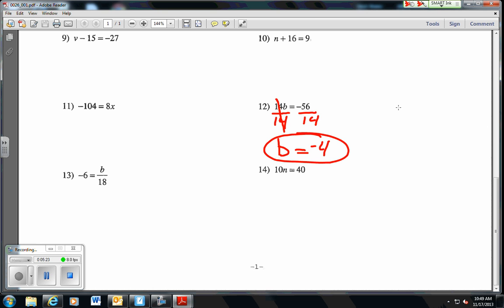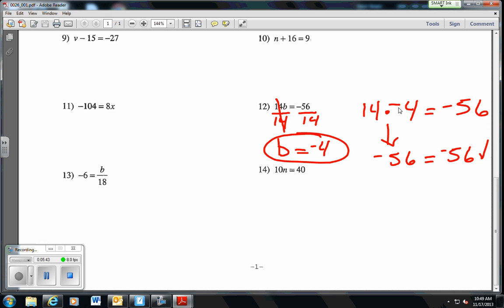Then we go back and check. So 14 times negative 4 equals negative 56. So we do our math here. Use your calculator and type in 14 times negative 4. You will get negative 56. Bring down your equal sign, and there is no math on the right side, and negative 56 equals negative 56. Okay, one more.